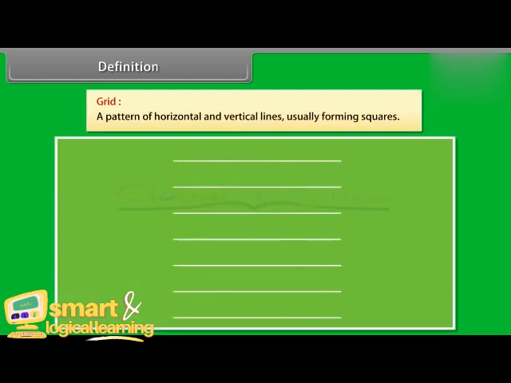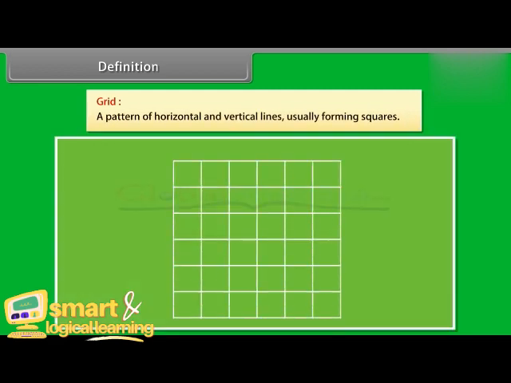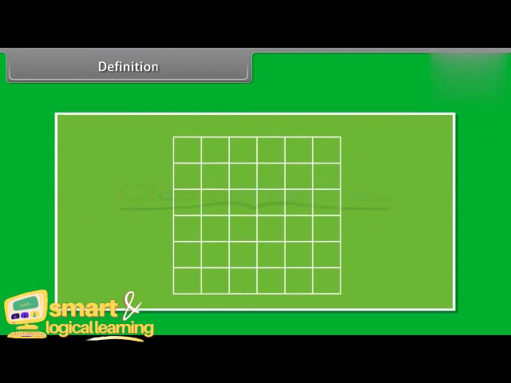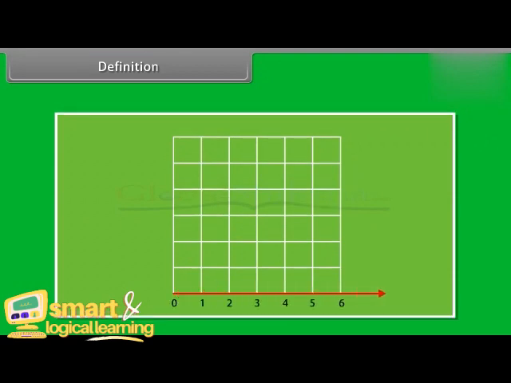Definition. Grid. A pattern of horizontal and vertical lines, usually forming squares. X-axis. A horizontal number line on a grid. X is the shortest and likes to lie down horizontally. Y-axis. A vertical number line on a coordinate. Y is the tallest and stands upright or vertically. Coordinates. An ordered pair of numbers that give the location of a point on a grid.